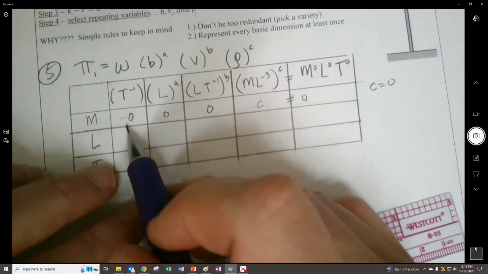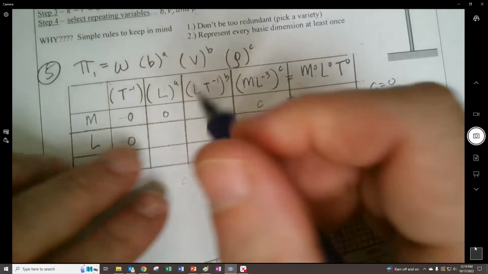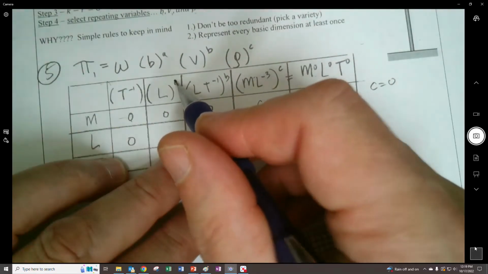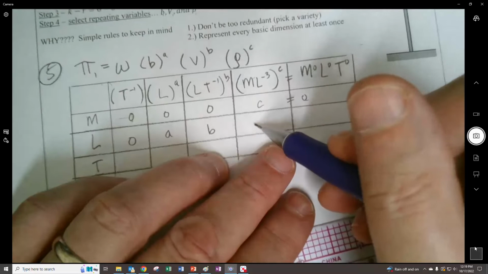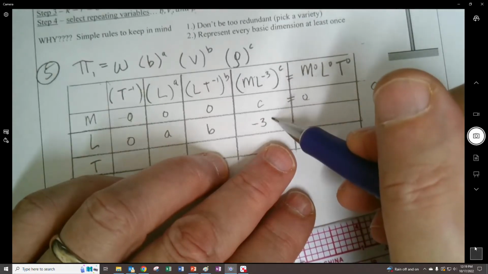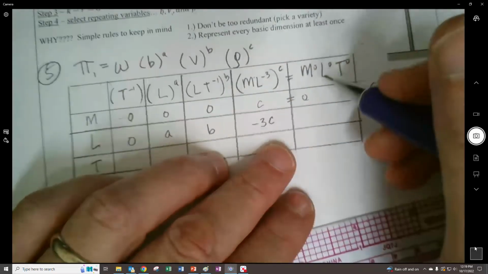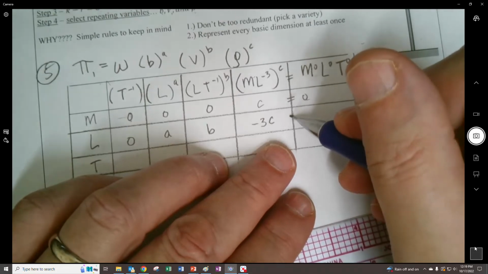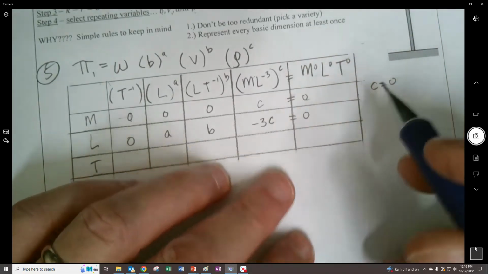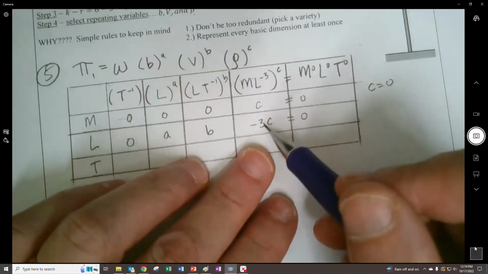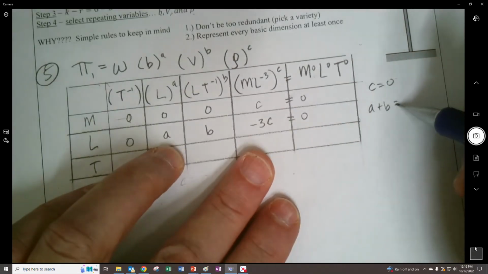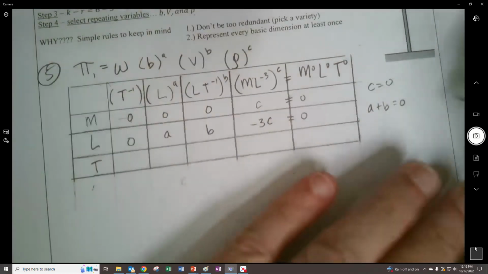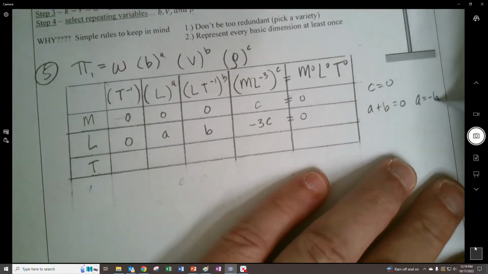Then let's go here. We're going to have a 0 here. We're going to have an A. We're going to have a B. And then we're going to have a negative 3C. And that's going to be equal to 0. But we already know that C is equal to 0. So we don't even have to write that, but we can write A plus B is equal to 0. So we know that A is equal to negative B.